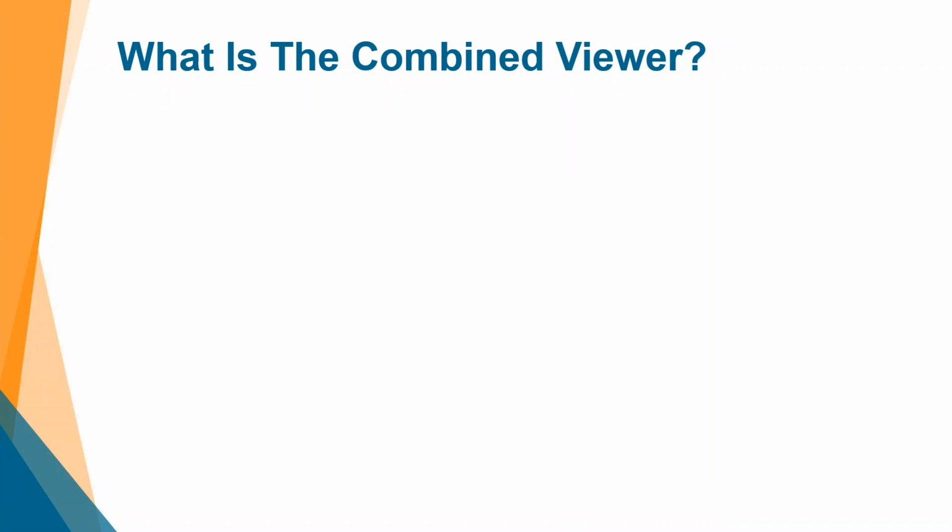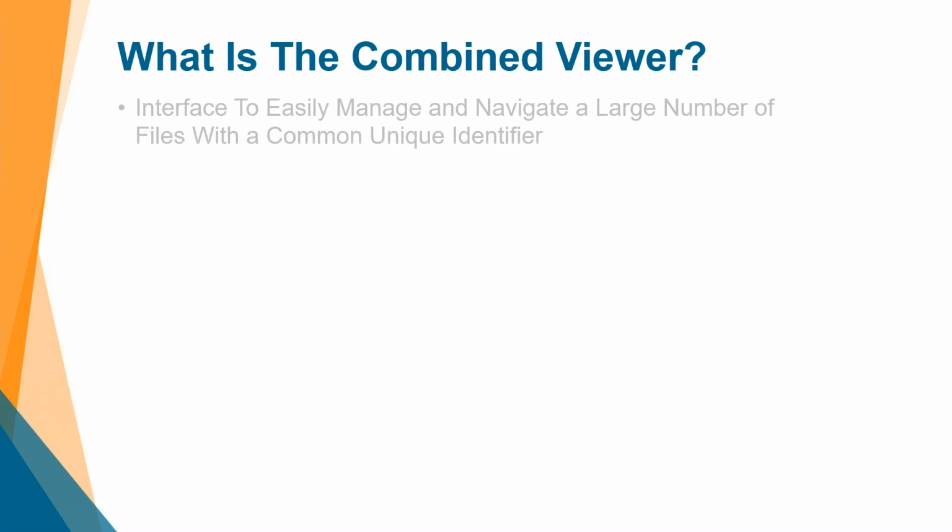So let me just set up what is that combined viewer. If you haven't seen it yet, it's, at the highest level, a new interface that's available inside the OnBase Unity client that allows you to now manage and navigate a large collection of files with some type of common unique identifier. And this is where each organization might look at that common identifier a little bit differently. I'm going to be using the example within the demonstration of insurance, accounts, and claims.